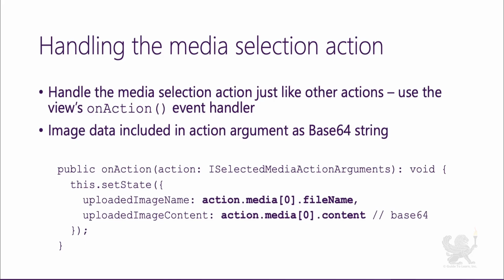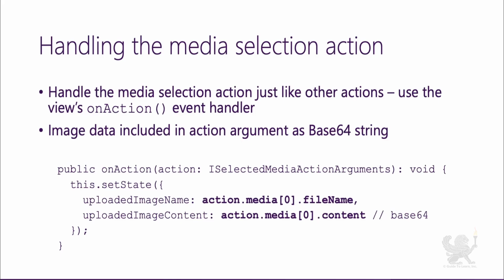In this case, you can see I have an action object that's being passed in as a parameter, and that is of type ISelectedMediaActionArguments. The action has a media array. Each one of the items in this array has a couple different properties, like the name of the file, where the file came from, and the content of the file as well. You can see the content is represented as a base 64 string. So the images are encoded to a base 64 string, and that's how you get access to them.